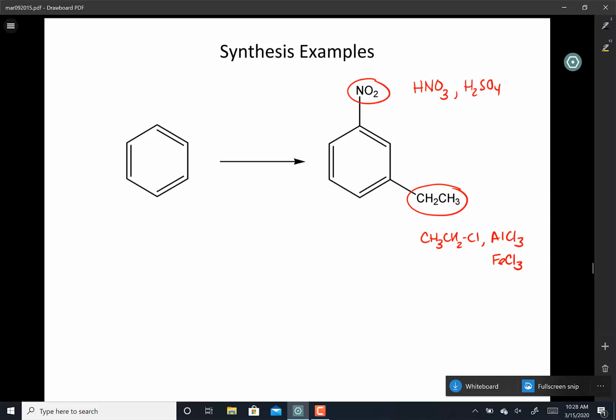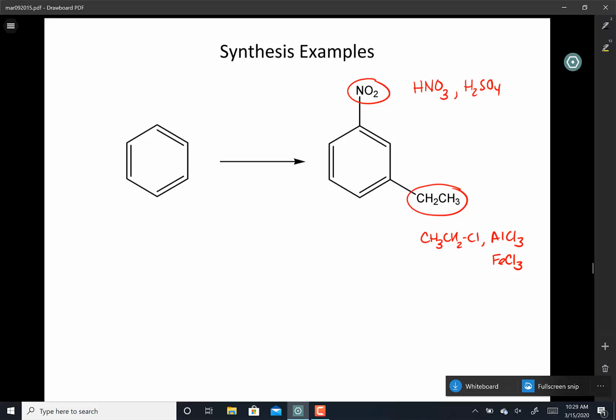When I add the first group, it must direct the second group to the proper position. So take a minute here. Which one should come first? Should I nitrate and then add the ethyl group? Or should I add the ethyl group and then nitrate? What do you think?